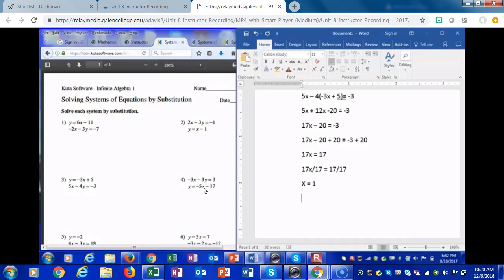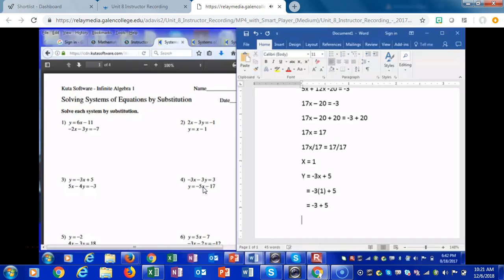So, going back to my original theory, I always put the x into the easiest equation possible. So y equals negative 3x plus 5. So you have negative 3 times 1 plus 5. This is the same as negative 3 times 1 is negative 3 plus 5. Negative 3 plus 5 is the same as 2. Your final answer in this area would be 1, 2.